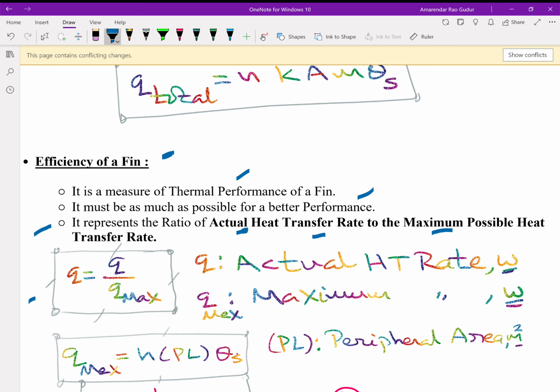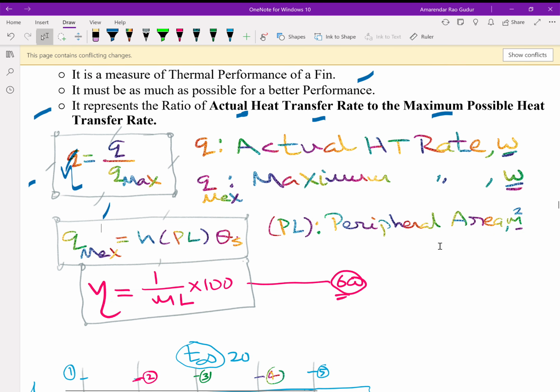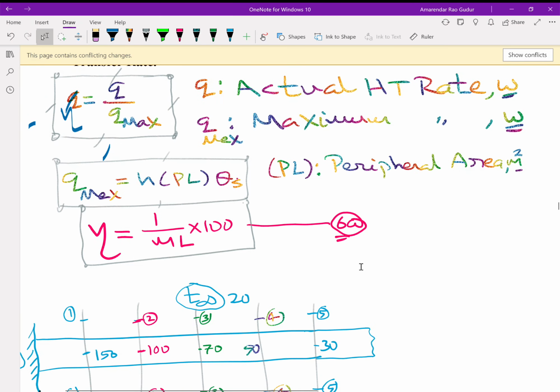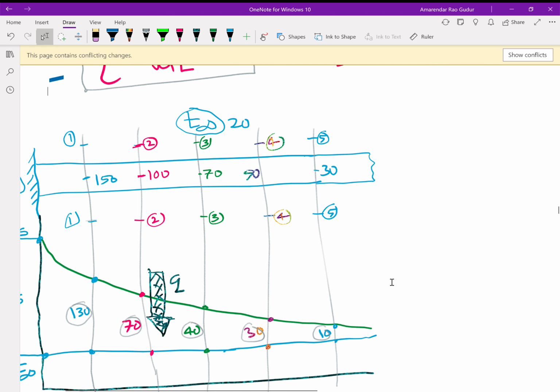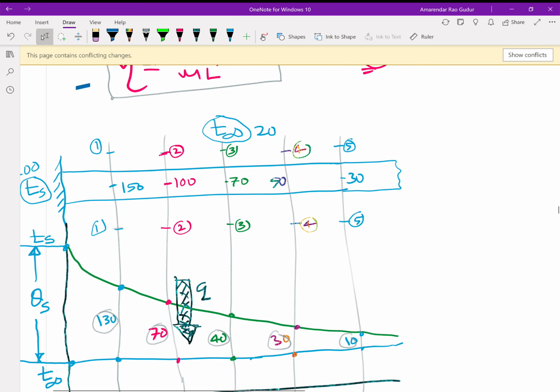Mathematically we can say that efficiency is Q by Qmax, where Q is the actual heat transfer rate and Qmax is the maximum possible heat transfer rate. Qmax can be obtained by the equation h P L θs, where PL is the peripheral area of the fin. And you can always show that for long fins, efficiency is given by 1 upon mL into 100. You can see that under actual conditions, the temperature profile is something like this for the given material, given cross section, given area, and given medium.